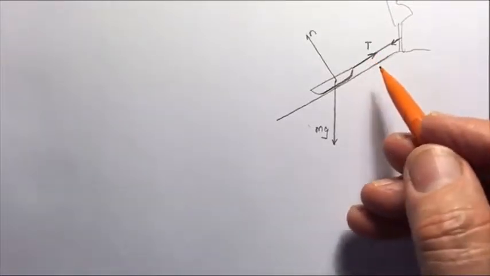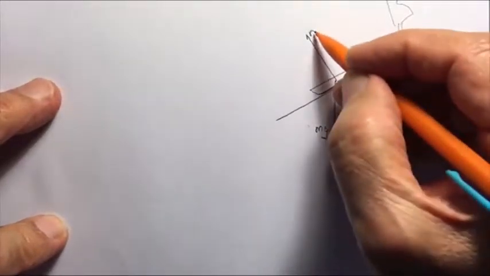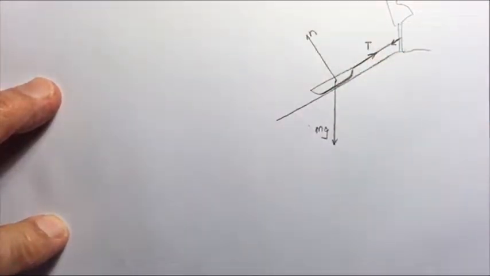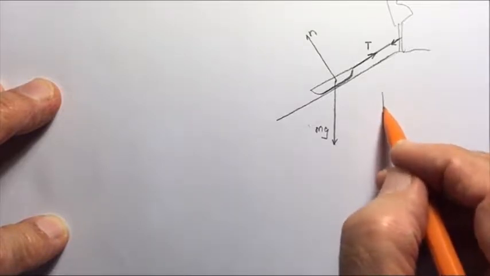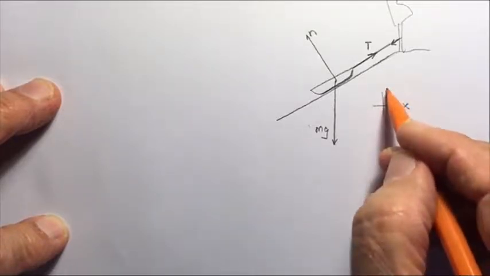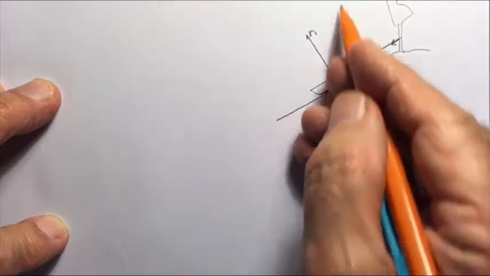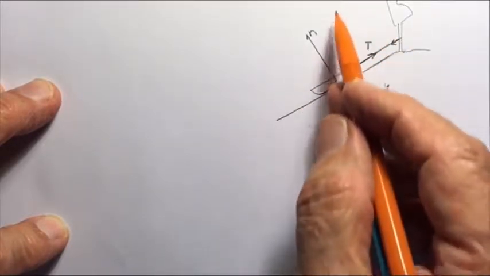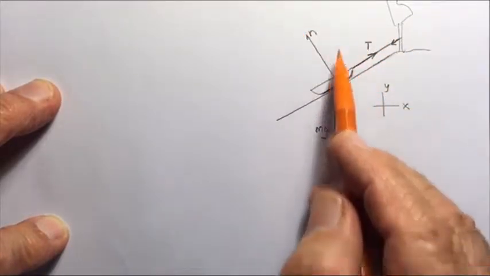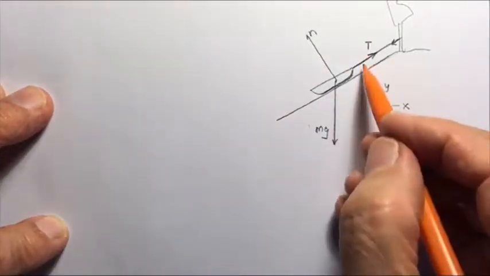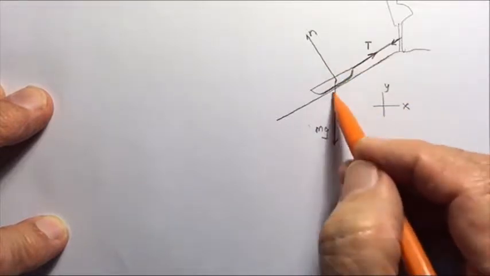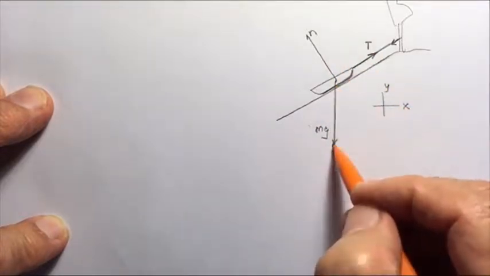So there are many ways of solving this problem. First I'll show a method that is not generally used, and then we'll go on to the one that we will use. So if I consider x to be horizontal and y to be vertically up, not perpendicular to the surface but vertically up, then I would need to break up all the forces into x and y components. This already is in the y direction.